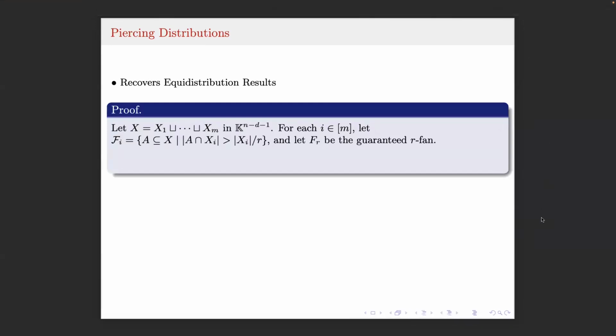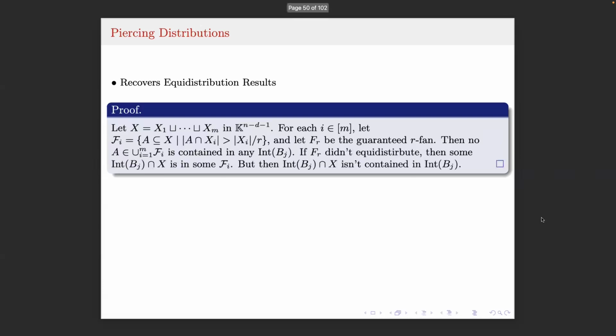So let's look again at M-coloring now, in R^(n-d-1) or C^(n-d-1), doesn't matter. And again, for each color class, we look at the corresponding family of subsets of X such that they contain more than an r-th of the points of the color class. And then we have a guaranteed r-fan from before, and we have that no element of any of the families is contained in the interior of any of the blades.